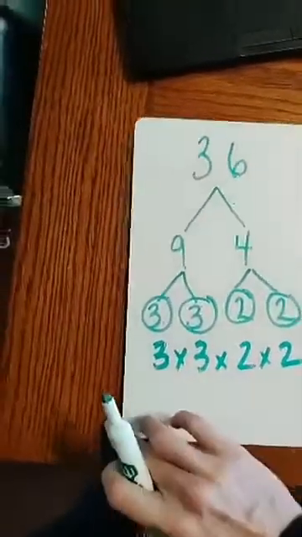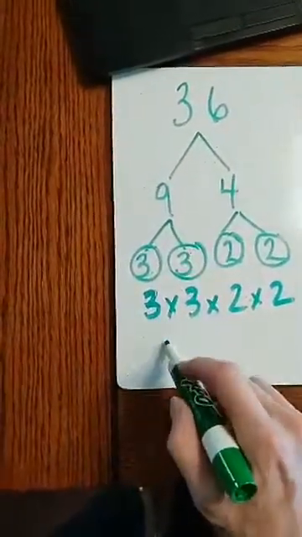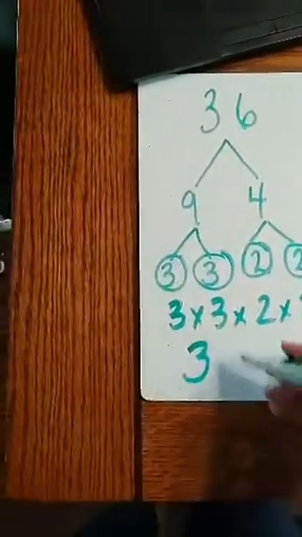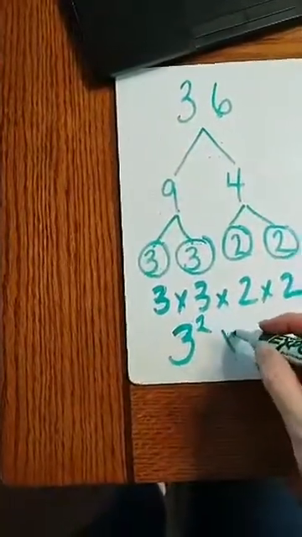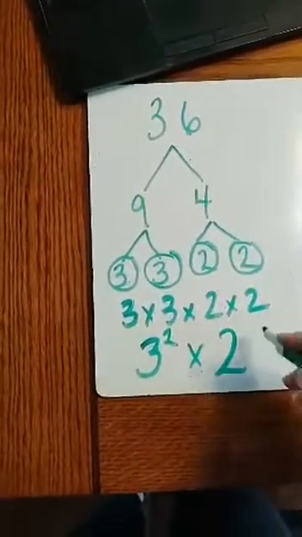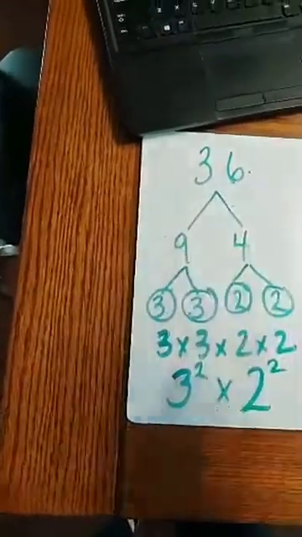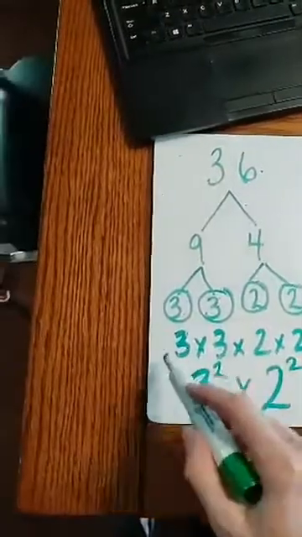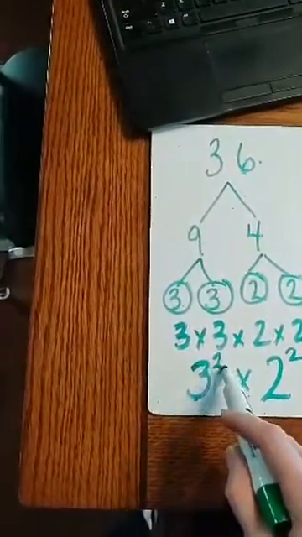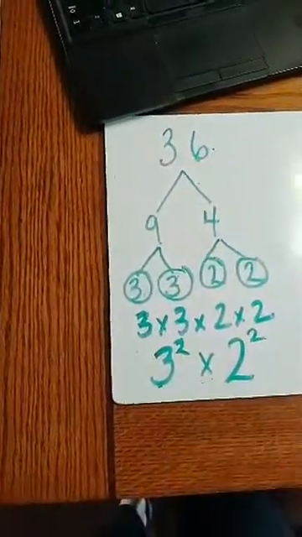Or I can write it with exponents. I got the number 3. And how many 3's do I have? I have 1, 2, so I put a little 2 exponent. Times, I have 2, and I have 2 of them, so I put a little 2. This and 36 are all equal. This is our prime factorization down here at the bottom, where we have a number and the exponent for how many of those there are, times the other numbers with their exponents.